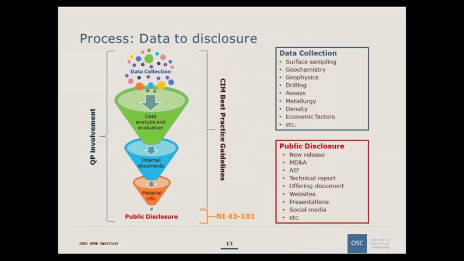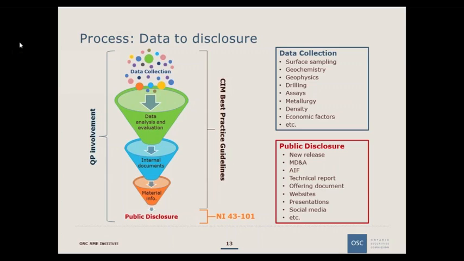This is a graphical representation of the process, starting from data collection to public disclosure. So we start at the top and work our way down through the reducing funnels. We start with the cloud of data collection at the top. That's the sampling, rock sampling, soil sampling, geophysics, drilling, assay results, all in the blue box on the right-hand side. That goes into the data analysis and evaluation funnel, where you're compiling and understanding the data. Out of that, you'll have internal reports prepared as memos for management, maps, such things that are all internal documents.